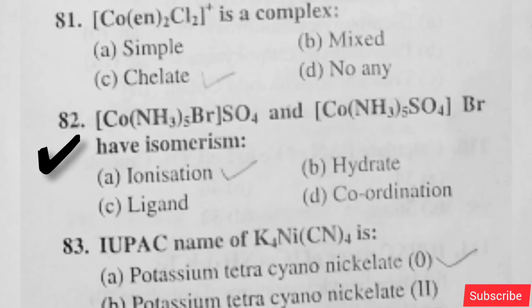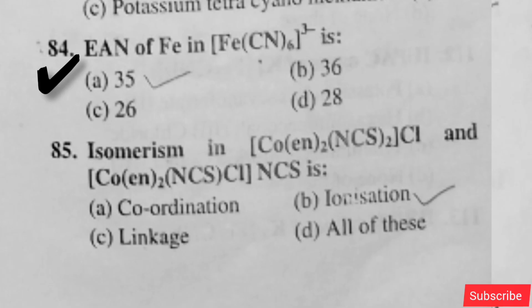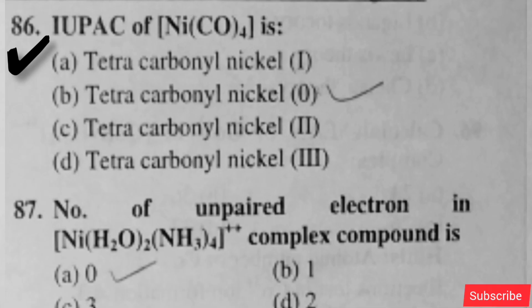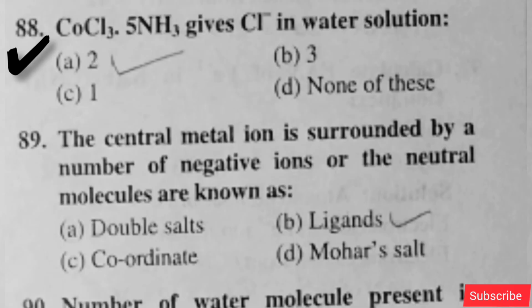Option A is right. IUPAC name of this is option A is right. EAN of Fe in [Fe(CN)6]3- is option A is right. Isomerism in this and this is option B is right. IUPAC name of Ni(CO)4 is option B is right. Number of unpaired electrons in this complex compound is option A is right.